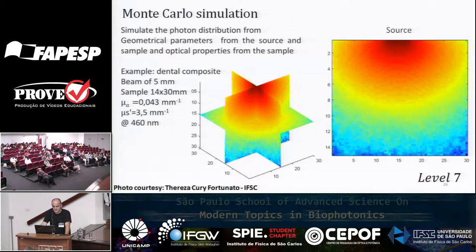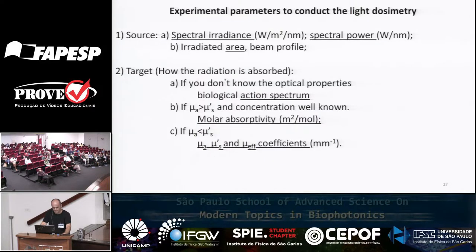So with this three-dimensional distribution, you can measure in different places your spectral radiance, and with this information, you can produce a better dosimetry in different layers of your sample. That is the idea of Monte Carlo simulation, to predict the radiance.